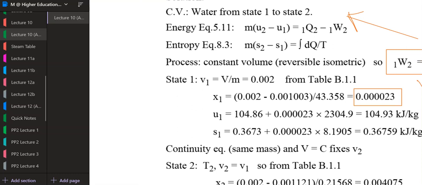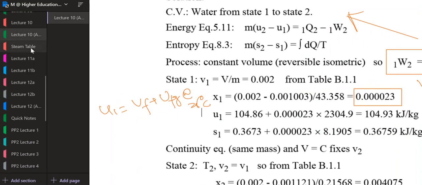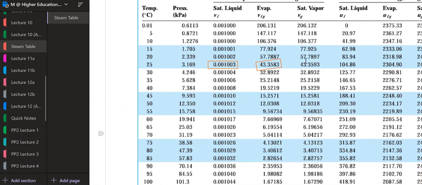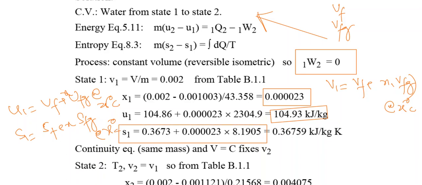Now putting this value of x to find out the value of u1, u1 would be equal to uf plus x1 ufg at 25 degrees centigrade. So finding the value of u at 25 degrees centigrade, just go back to the steam table and you will find the values of uf and ufg over here. So 104.86 and 2304.90. Going back again, we have got 104.86 and 2304.90 for ufg. We have got u1 now. Similarly, we can do the same exercise for the value of S1. So S1 would be equal to Sf plus x1 Sfg at 25 degrees centigrade. You can just check the value later on in the steam table.